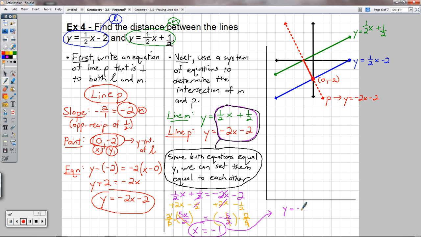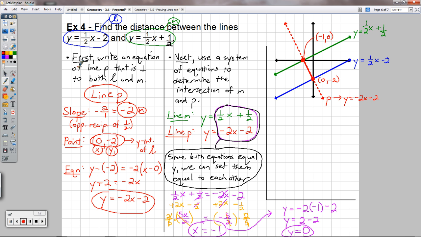So y equals negative 2 times negative 1 minus 2. I just plugged in x right here, and I've got y equals, this would be 2, negative times negative is positive, minus 2, so y equals 0. So that in fact is the point right here. Let's label that point, and let's call it what it is. This is negative 1, 0.